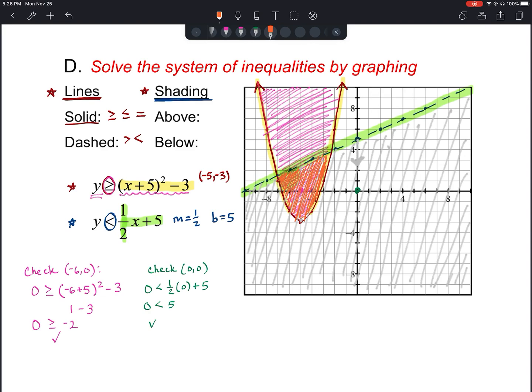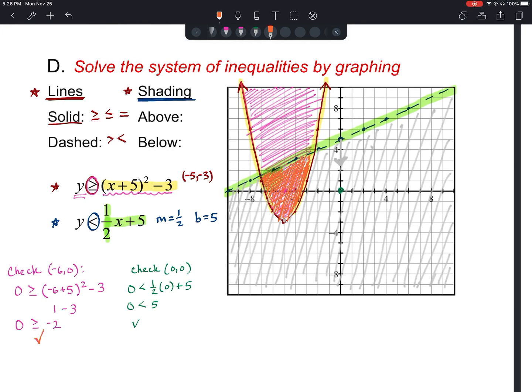You could use that point -6, 0 again. You already know it works in this one. You can plug -6, 0 into the other one there, and you'll see that it makes it true. So our solution is this orange region that we've shaded in on the graph. All right, let's move on to the next one.